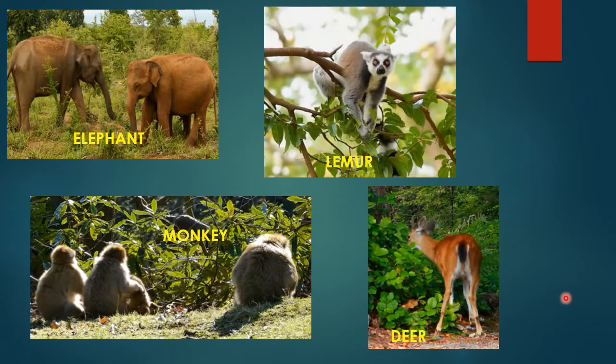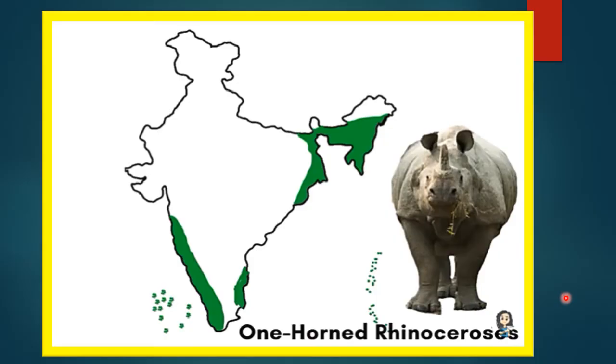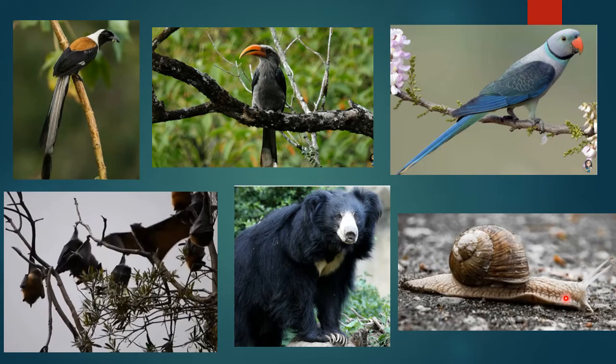The common animals found in these forests are elephant, monkey, lemur and deer. The one-horned rhinoceros is found in the jungles of Assam and West Bengal. Besides these animals, there are plenty of birds, bats, sloths, scorpions and snails found in these jungles.